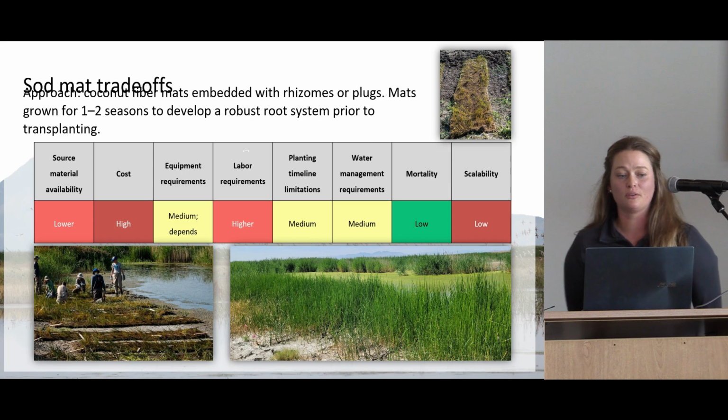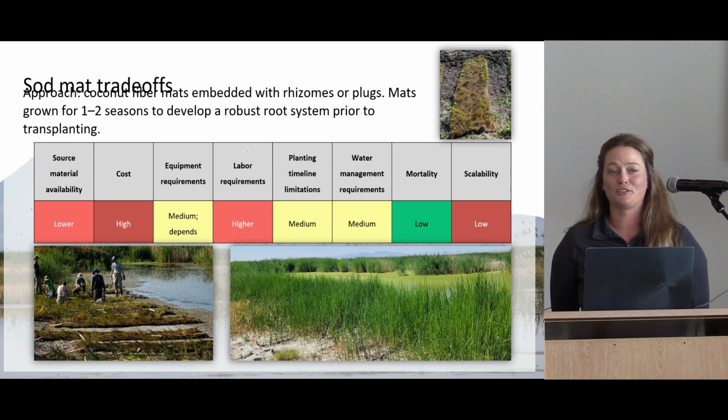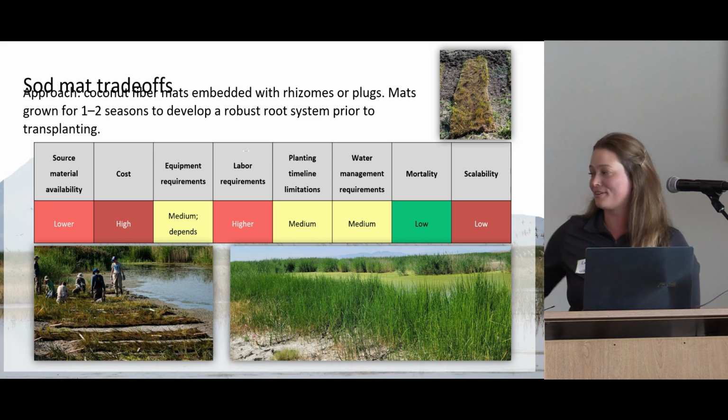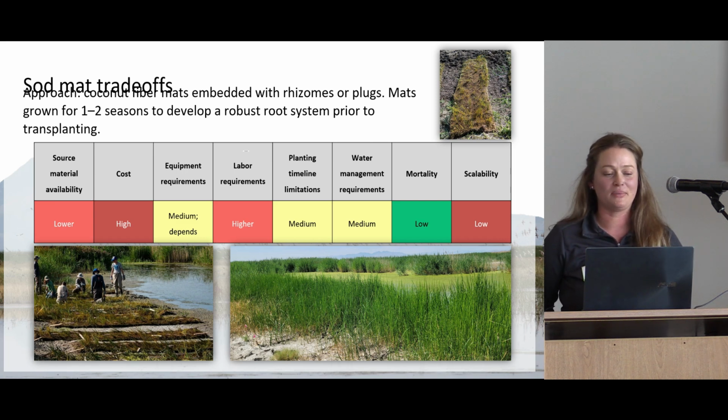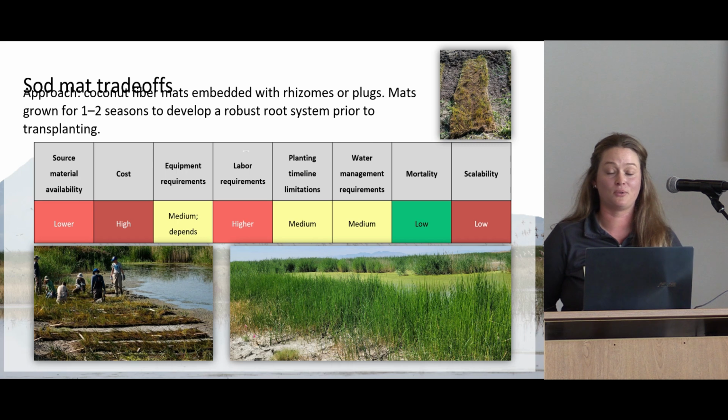So the source material for sod mats is the lowest of all of these, just because they require multiple years of pre-planting, growing in a greenhouse controlled setting, and coordination with our vendors. There's also less species availability and selection for them, so it's quite a bit lower. The costs are significantly higher, again because you're growing them for 1 to 2 seasons. It's a lot more time investment for the suppliers here.